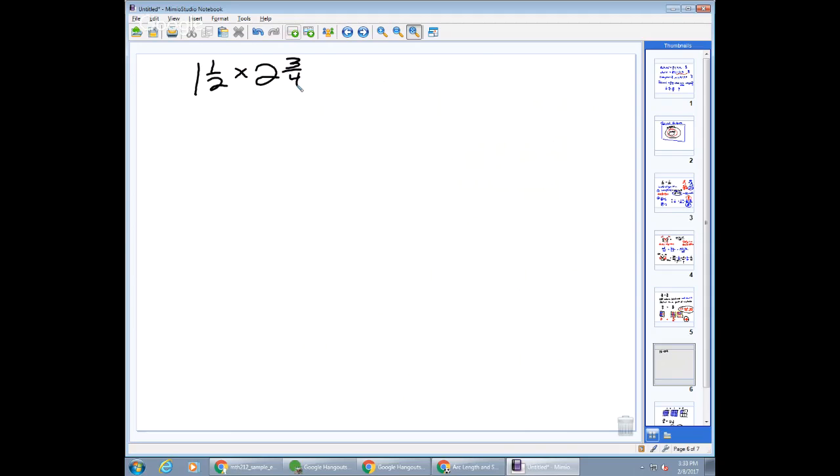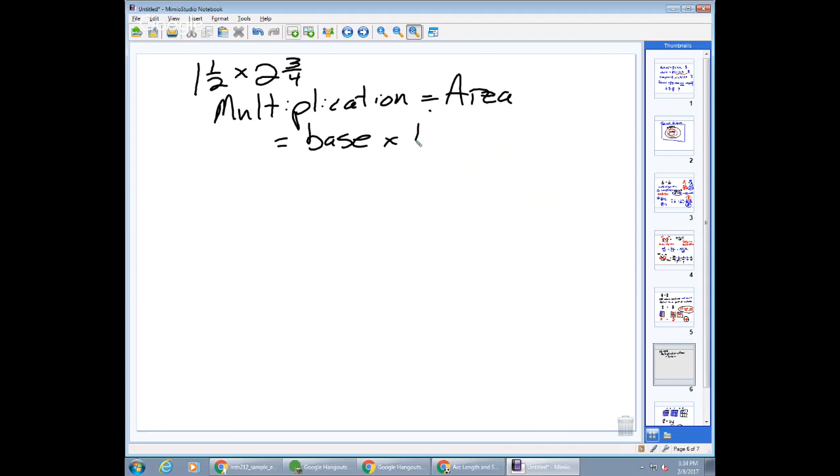So to do that, I have to know a couple of things. What is a fraction and then what is multiplication? So first, I stated up front, let multiplication be an area. So multiplication is an area. I consider area to be a base by a height. And so I have to pick one of these numbers to be the base and the other one to be the height. Usually I pick the bigger number to be the base, but it doesn't matter which way you go. So I'm going to say the 1½ is my base, and the 2 3/4 is my height.